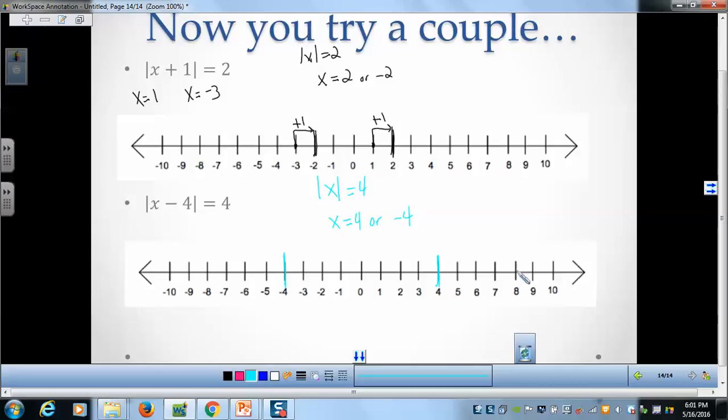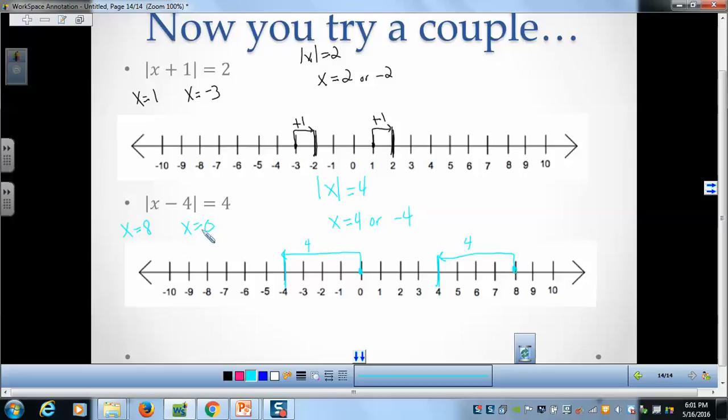So if I do that, notice I would have to start at 8, and I would have to move to the left 4 to get there. So my first solution is x equals 8. And notice if I plug that in, 8 minus 4 is 4. Beautiful. But notice if I mimic that here, I have to start at 0 and move to the left 4 to get to negative 4. So my second solution is 0.